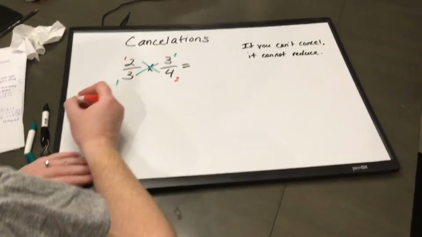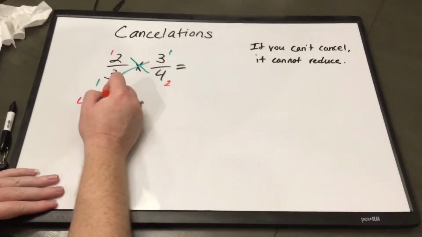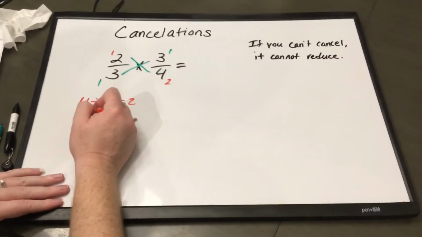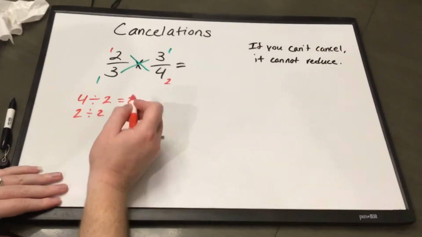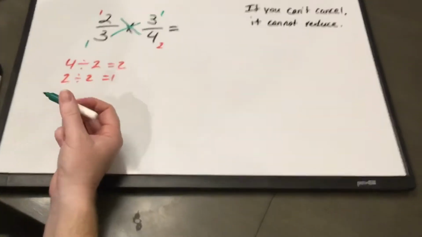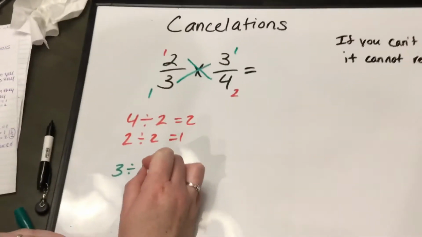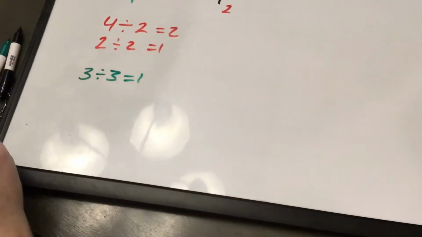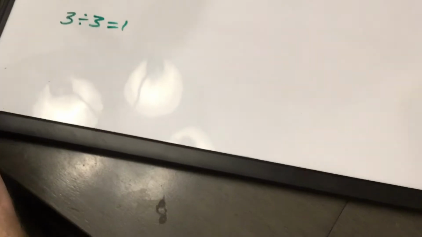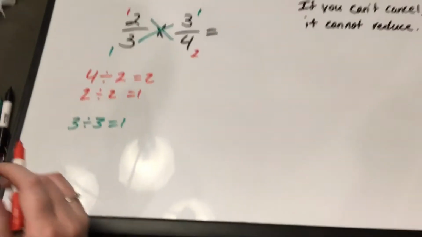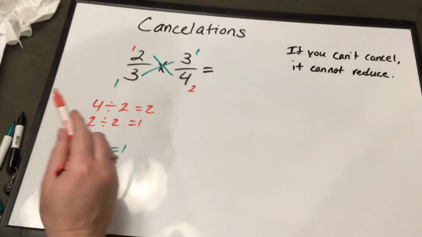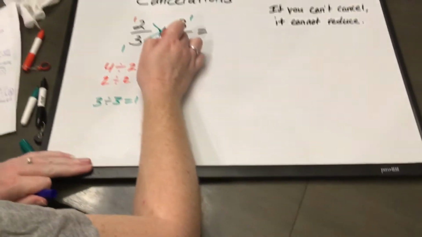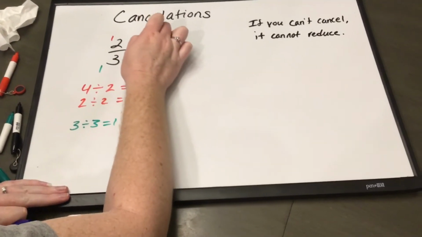So again, what we did was 4 divided by 2 equals our 2. 2 divided by 2 equals our 1. And we did 3 divided by 3 equals 1. That's how we got those numbers. Okay, now we can multiply across like we learned before.